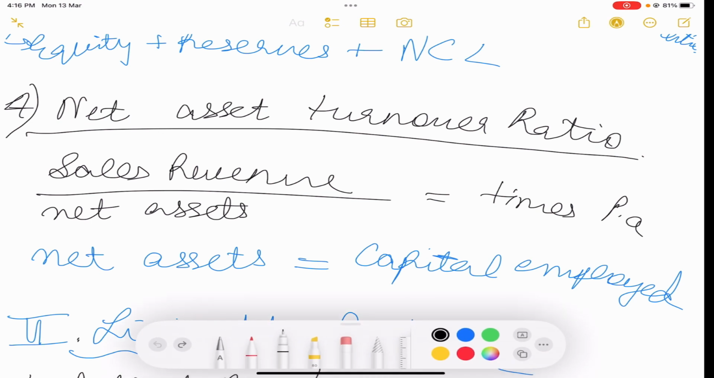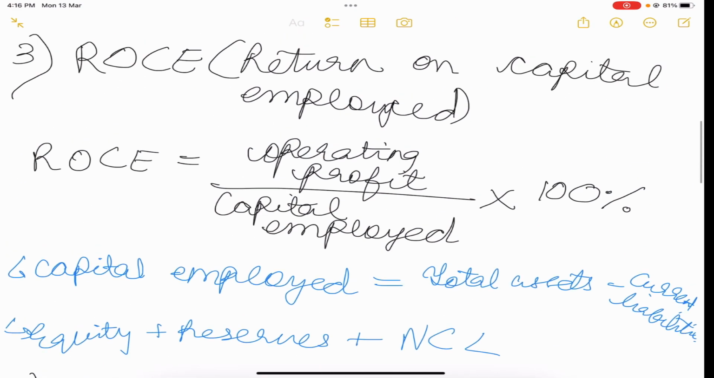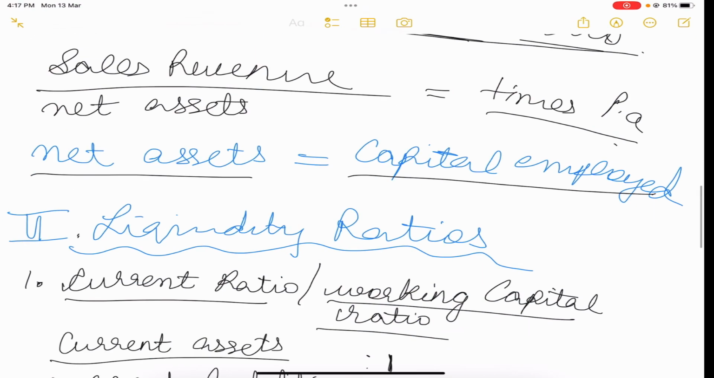Don't get confused over here. When we are talking about the net asset turnover ratio, we do sales revenue upon net assets. That gives you the ratio in times. Again, let's repeat: net asset turnover ratio, sales revenue upon net assets, will give you the answer in times per annum. And what is net assets? Net assets is the capital employed. What is ROCE? Operating profit upon capital employed multiplied by 100%.